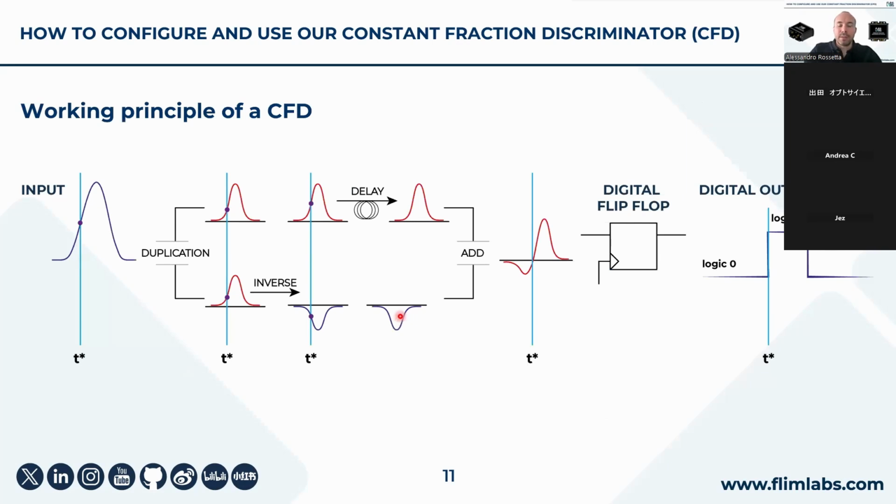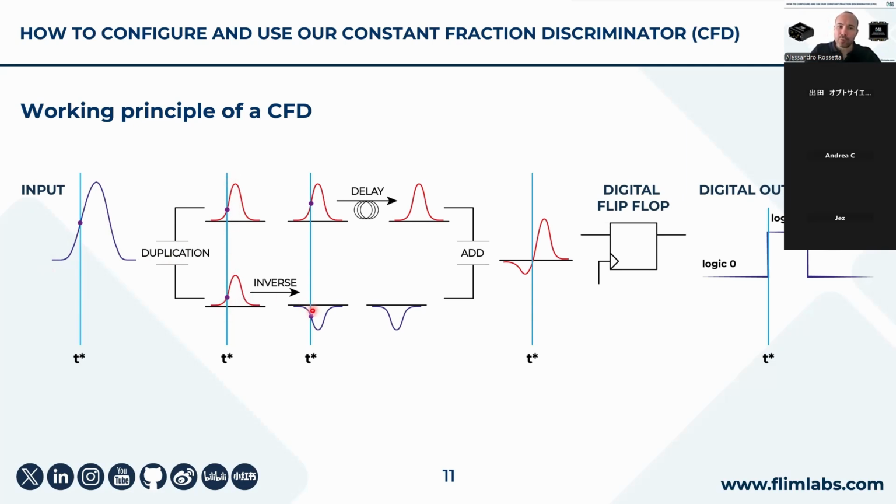So let me give you a more technical detail and overview of the working principle of a constant fraction discriminator. As I told you, the CFD accepts an input signal, a voltage signal with a specific amplitude. As soon as the signal enters the constant fraction discriminator, it gets duplicated. So we make a copy of the same signal, and these two copies are identical.